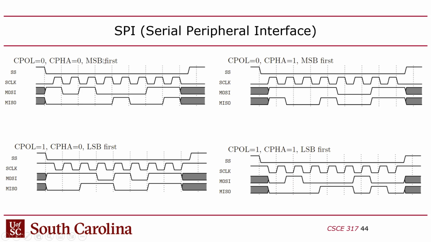So in general, just to tie this up, if CPHA is 0, you sample on the first edge of the clock, and if CPHA is 1, you sample on the second edge of the clock. Now what that edge is depends on CPOL, because CPOL tells you what the clock starts out as.